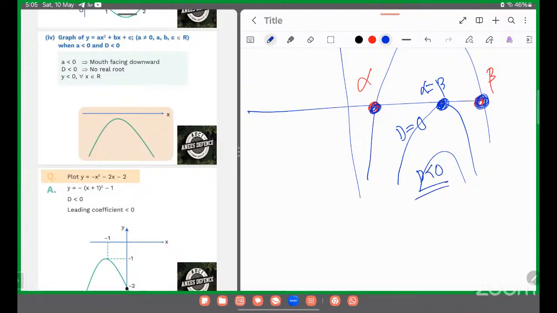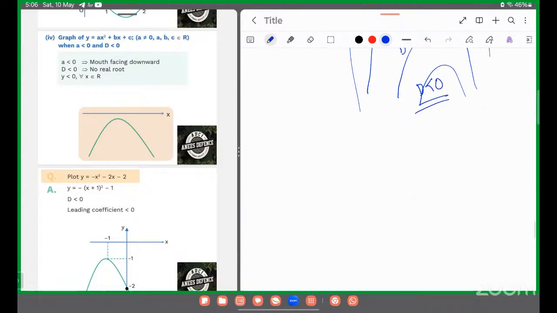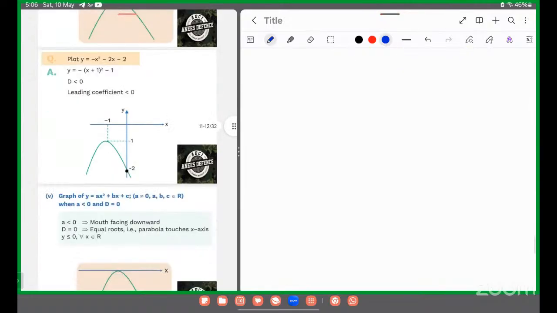Whether the coefficient of x square is greater than 0 or less than 0, in both cases the three conditions are matching. If the value of the discriminant is greater than 0, there will be two roots which are real and distinct. If the value of the discriminant is 0, there will be two real and equal roots. And if the value of the discriminant is less than 0, there are no real roots, or we can say that only imaginary roots exist for the particular quadratic equation. So this is the explanation for the graph.